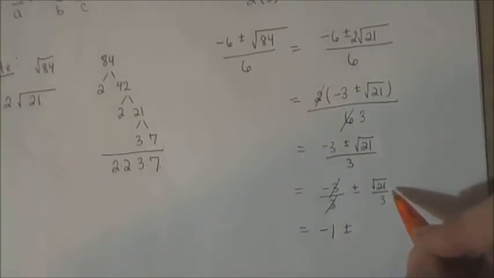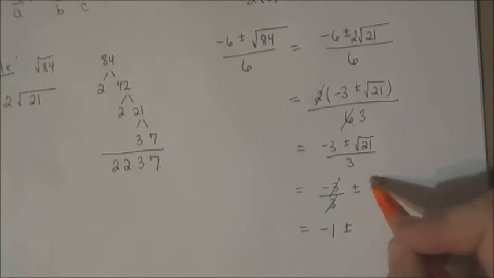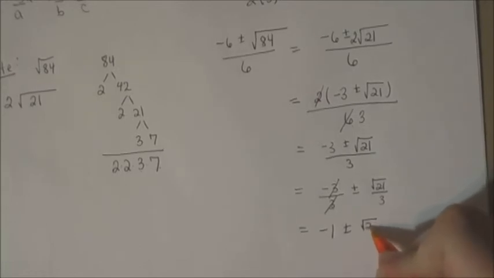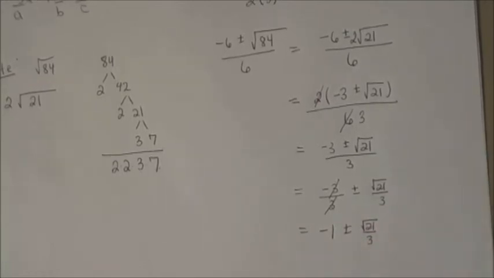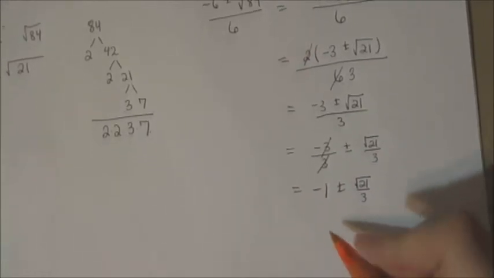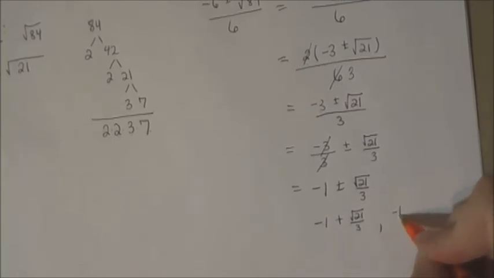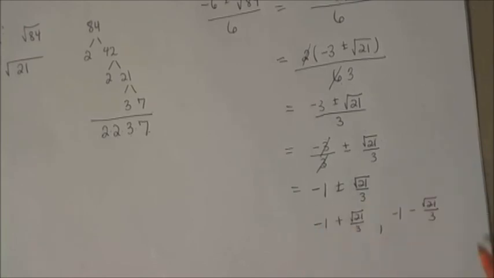The square root of 21 is a number that is between 4 and 5. 4 squared is 16, 5 squared is 25. So this is going to be some number between 4 and 5. You can't cancel a 3 out of that number. So you just leave it written as the square root of 21 all over 3. And then if you wanted to write this as two separate answers, I would write negative 1 plus the square root of 21 over 3, comma, negative 1 minus the square root of 21 all over 3. And that would be how I would enter my answer if I were using my MyMathLab.